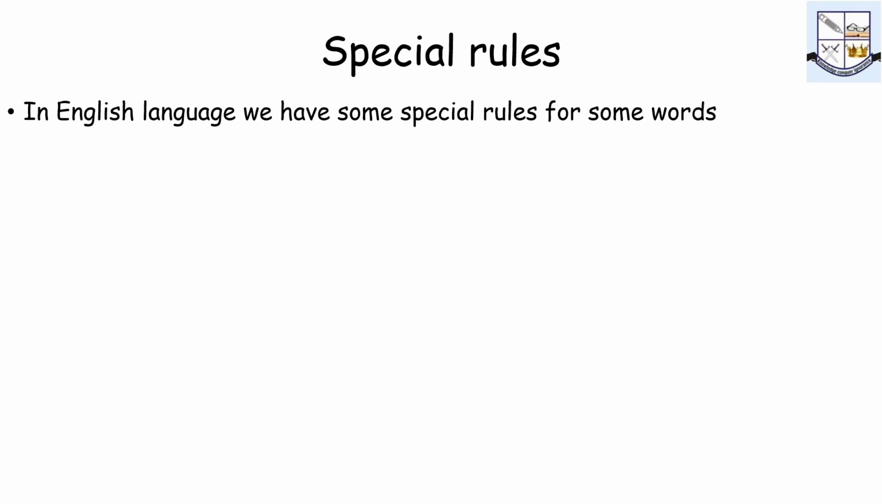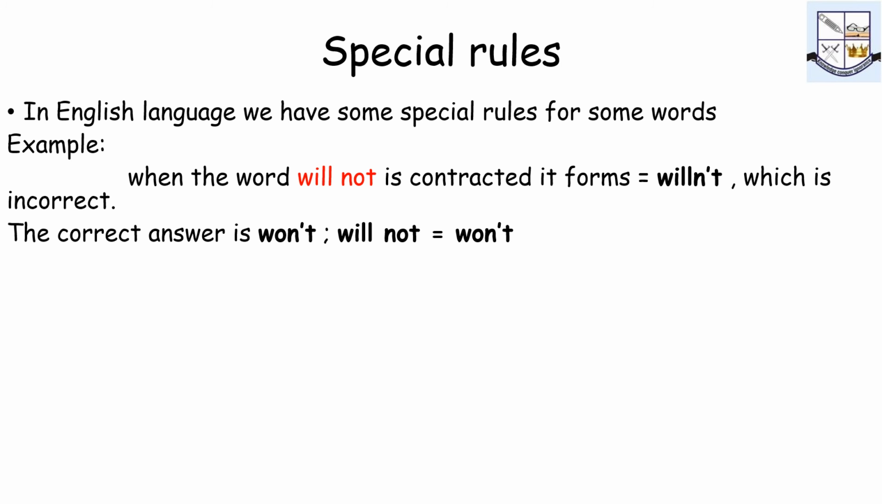In the English language, we have some special rules for some words. For example, when the words will not are contracted, it forms willn't, which is incorrect. The correct answer is won't. That is, the contraction for will not is won't.